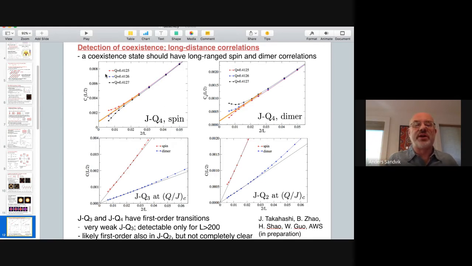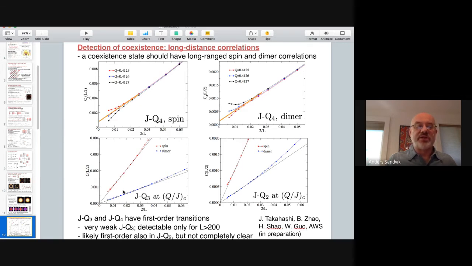There are several graphs here, but I put some orange lines to maybe guide you what would eventually happen if we sit exactly at the transition. Then you can see that in this case, we have non-zero values for both correlation functions at infinite distance. So that means long range order. So we have both spin and dimer long range order at the same time in the JQ4 model.